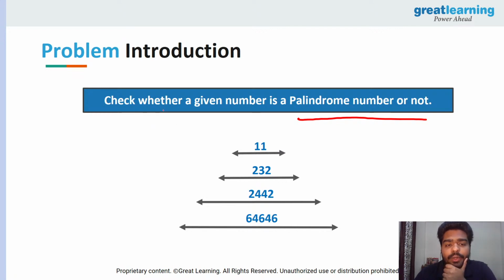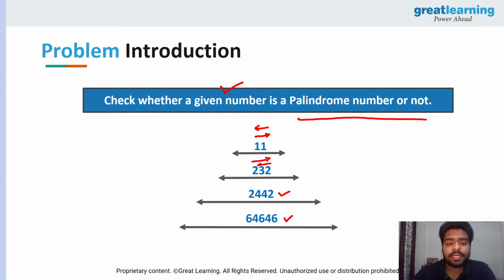It says check whether a given number. So one number will be given to you. Okay. You need to check whether that number is a palindrome number or not. Right? What is a palindrome number? Suppose I'm taking a number 11. Right? If you read 11 from this side or you read this number from that side, it's the same, right? 232. If you read it from this side or if you read it from this side, it's the same, right? The same goes to this number, the same goes to this number. These all four numbers are palindrome.